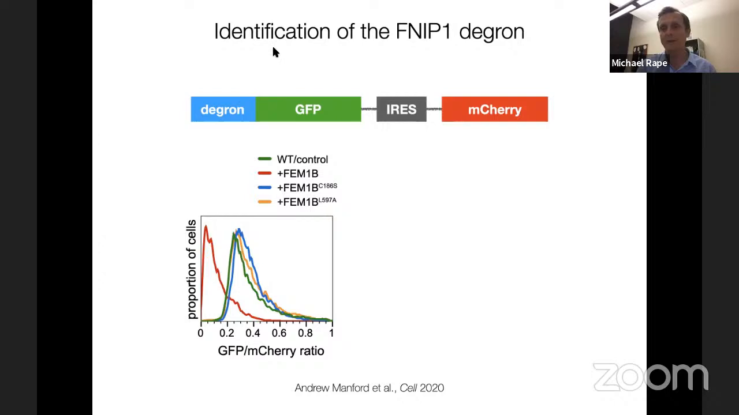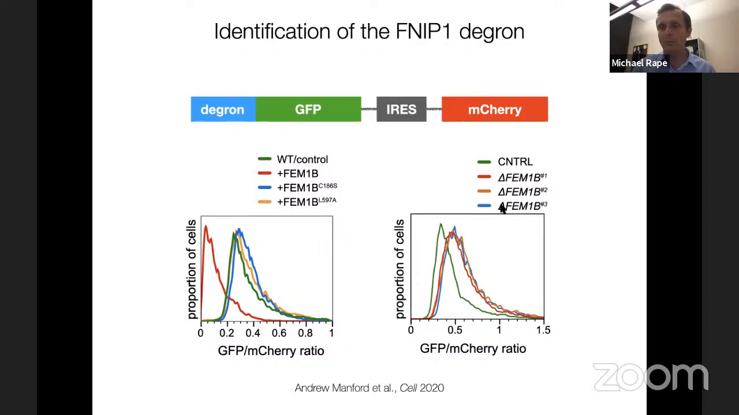We can also bring in the substrate binding mutant, or the substrate trap, the catalytic mutant, and we don't see the shift. So it's really specific, dependent on ubiquitylation. And in fact, we can do it the other way around. We can simply delete FEM1B using CRISPR-Cas9.